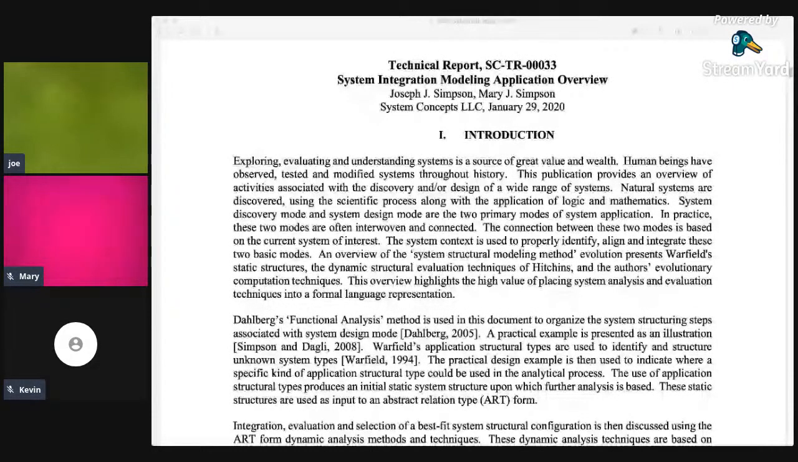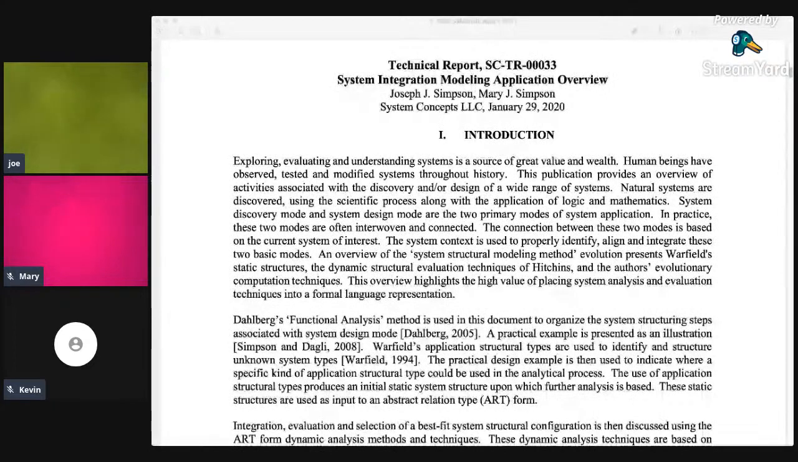Well, welcome to the Structural Modeling video conference for February 2020. Today we're going to talk about the systems integration modeling and application overview.